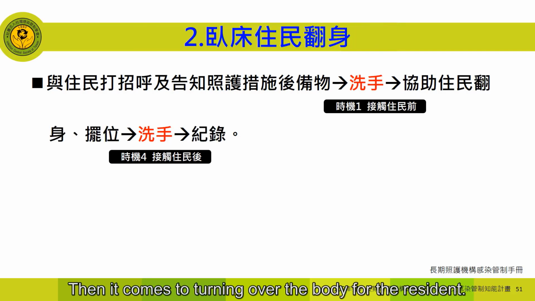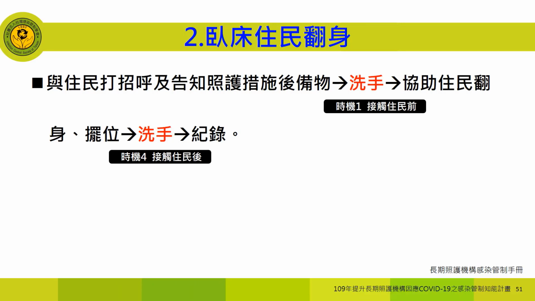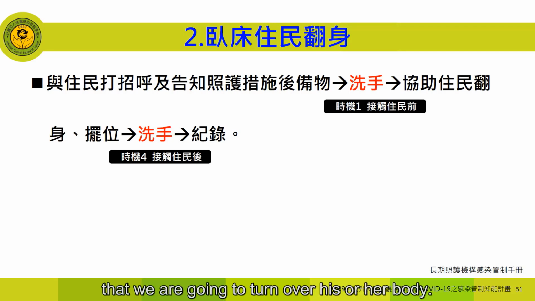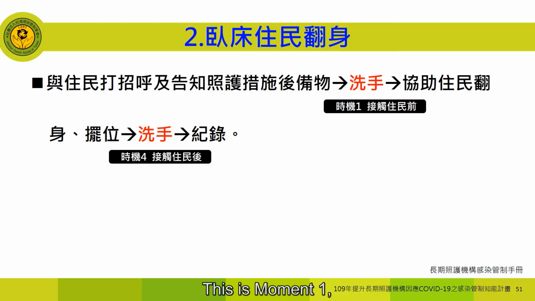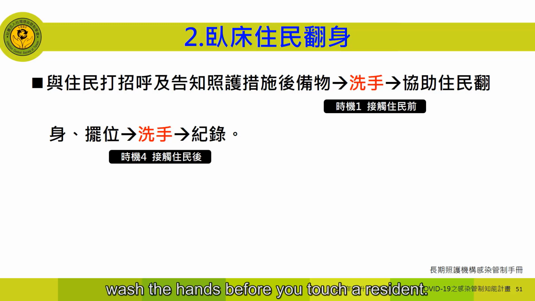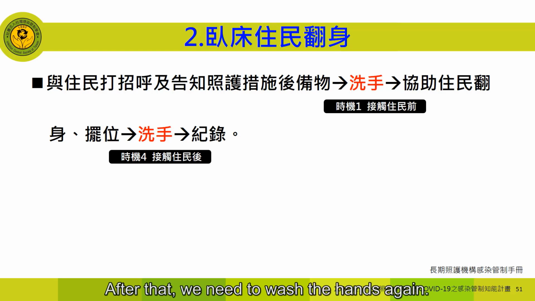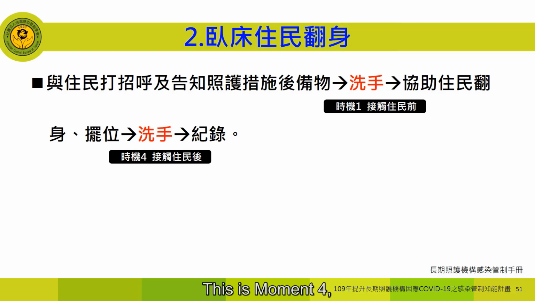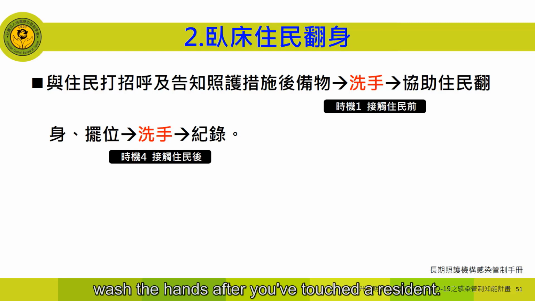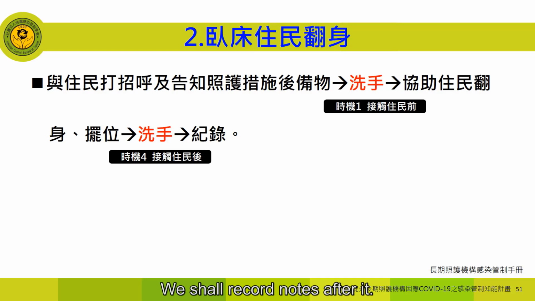Then it comes to turning over the body for the resident. Also, we greet the resident first, that we are going to turn over his or her body. Before it, we have to wash the hands. This is moment 1. Wash the hands before you touch a resident. After that, we could assist further, either to the left side or the right side. After that, we need to wash the hands again. This is moment 4. Wash the hands after you've touched a resident. We shall record notes after it.